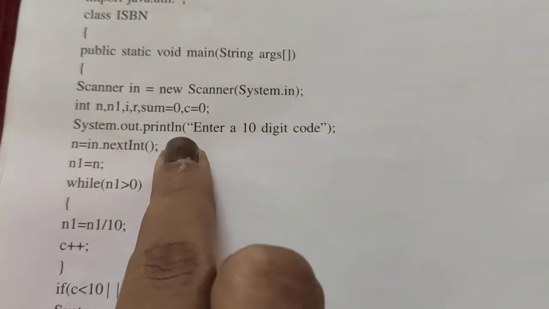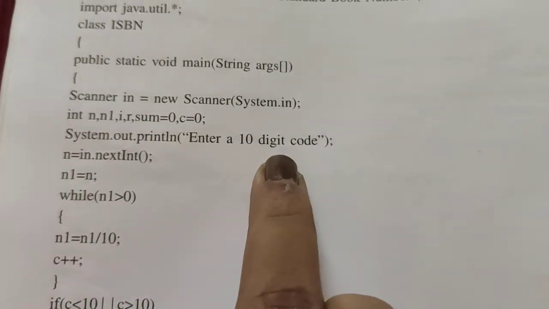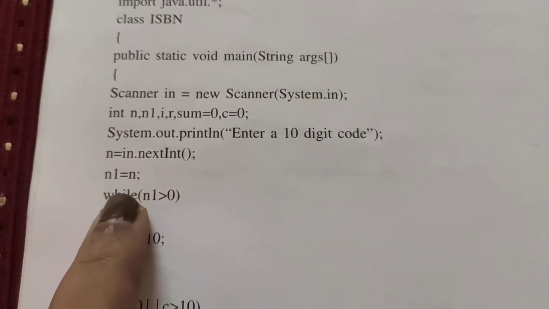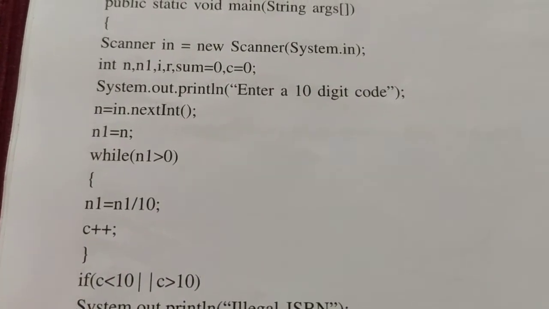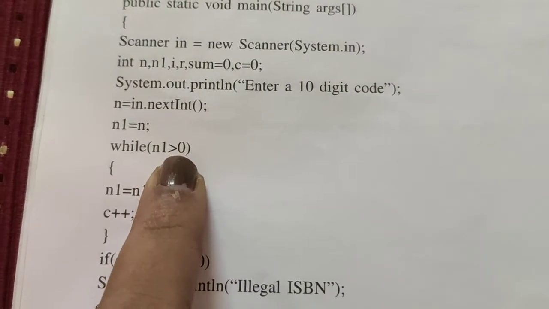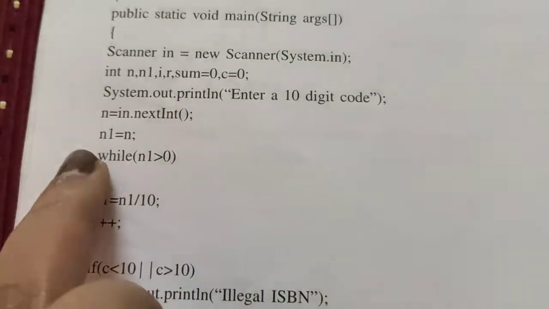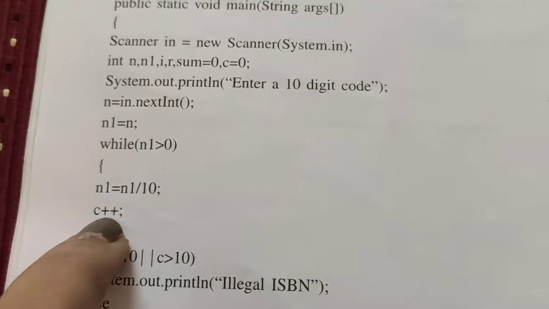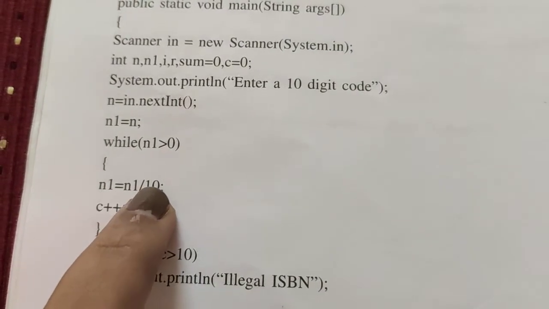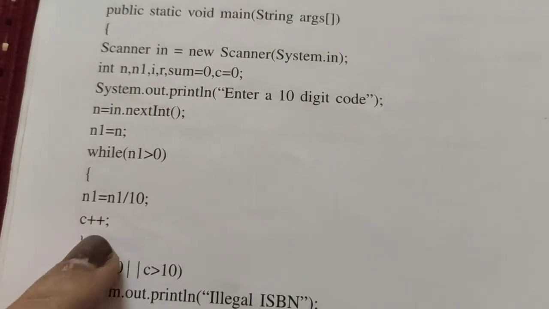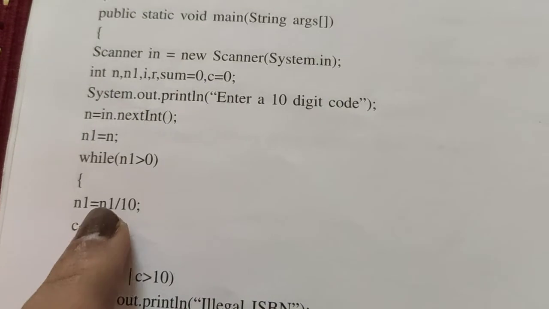So see here, they have displayed a message to enter the 10-digit code and stored it in n. And again they are taking another temporary variable, n1 is equal to n. So while n1 is greater than 0, it is going to enter the loop, and n1 is n1 by 10, dividing the number by 10, and c++ is given.